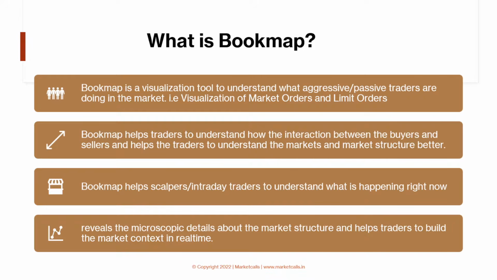But as far as the Indian market is concerned, for time being, because of the data restriction, we can only visualize market orders. Maybe if you are trading in US markets or Bitcoins or crypto exchanges, you can visualize both market orders as well as limit orders. Market orders in the form of bubbles or in the form of footprint charts, and limit orders, mostly in Bookmap, you can visualize in the form of heat map. So it looks something like this.